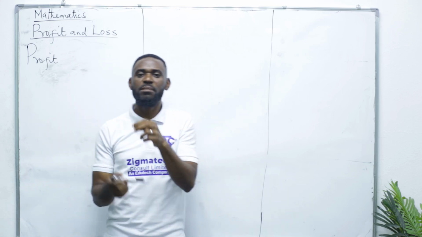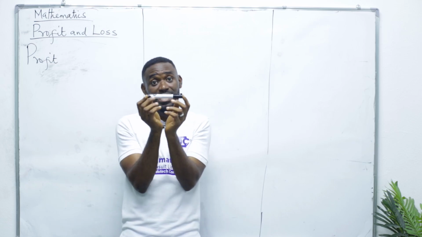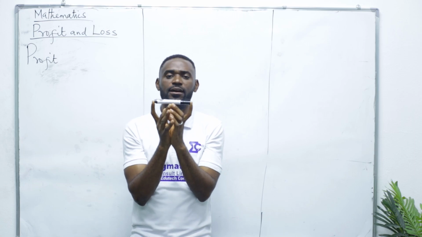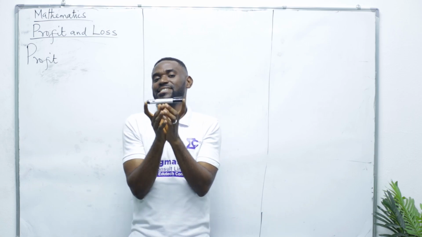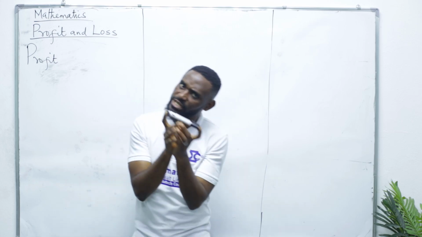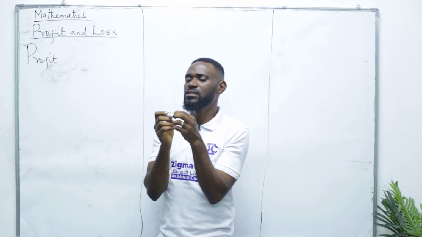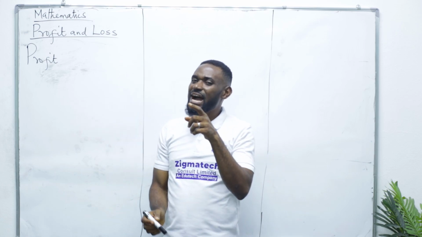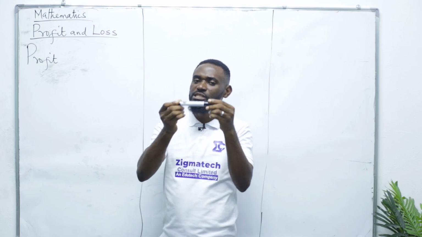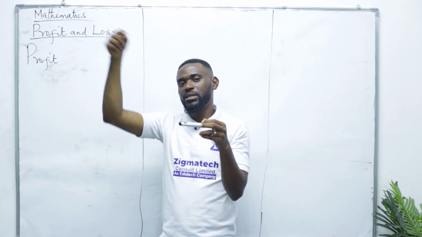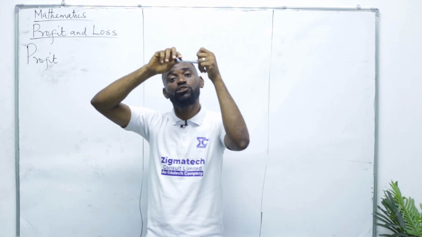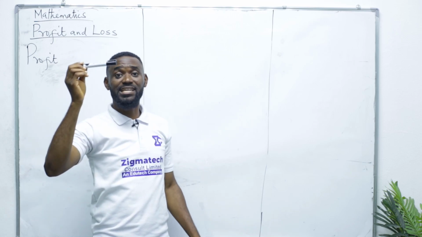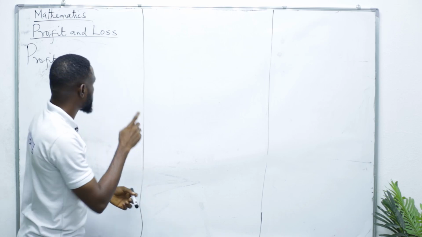Is that okay? Now, remember again, let's say I bought this marker for 100 naira, and I sold the marker for 90 naira. I bought this marker for 100. Now, I am selling for 90. It means that the money I sold this marker for is less than the money I bought the marker for. It means I have lost something. I have lost 10 naira, which I used to buy this marker. So we say that that 10 naira that you lost is the loss.